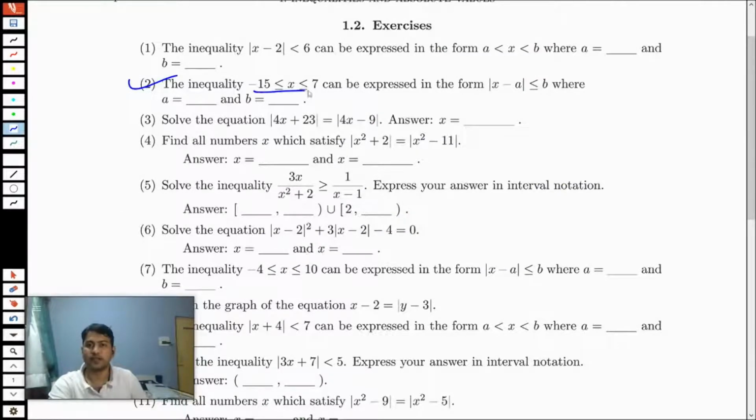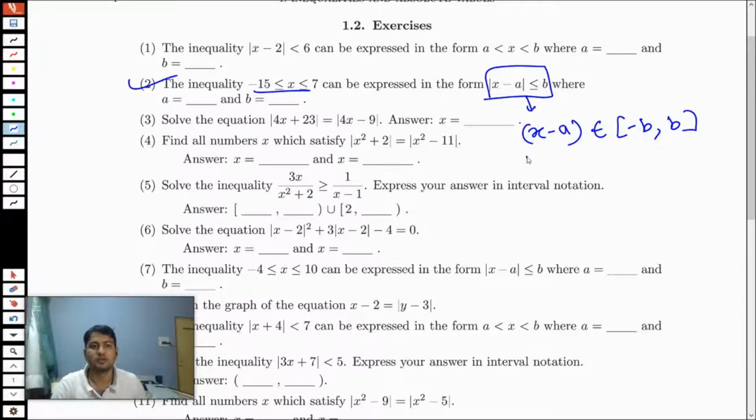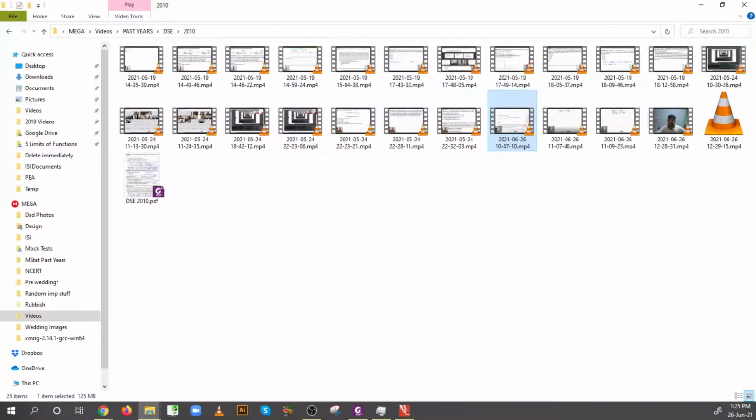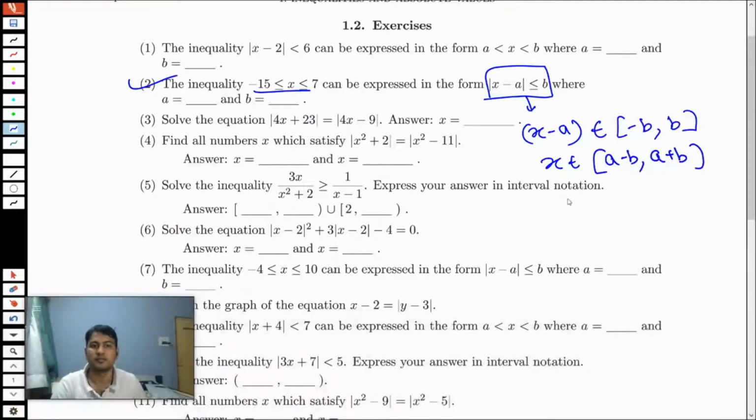Problem number two: minus 15 less than or equal to x less than or equal to 7 can be expressed in this form, where a and b are. So how do I solve this? I convert it into that inequality form that I was saying. Mod of x minus a less than or equal to b implies that x minus a belongs to the set minus b to b, so x belongs to a minus b to a plus b. So a minus b is less than or equal to x less than or equal to a plus b.